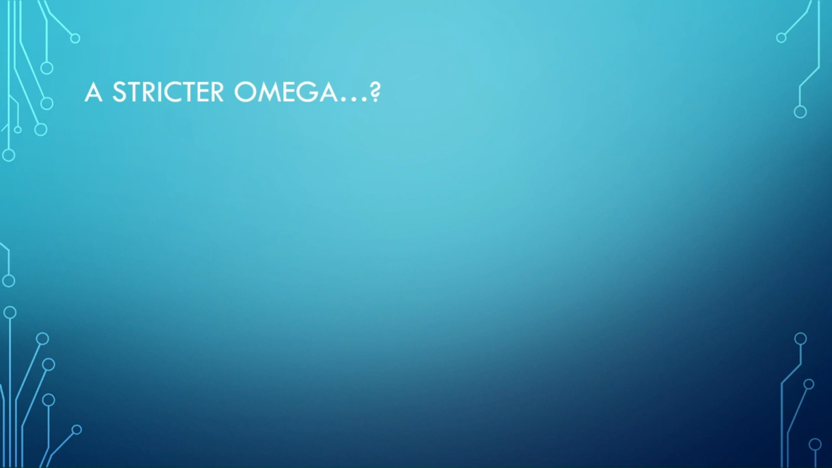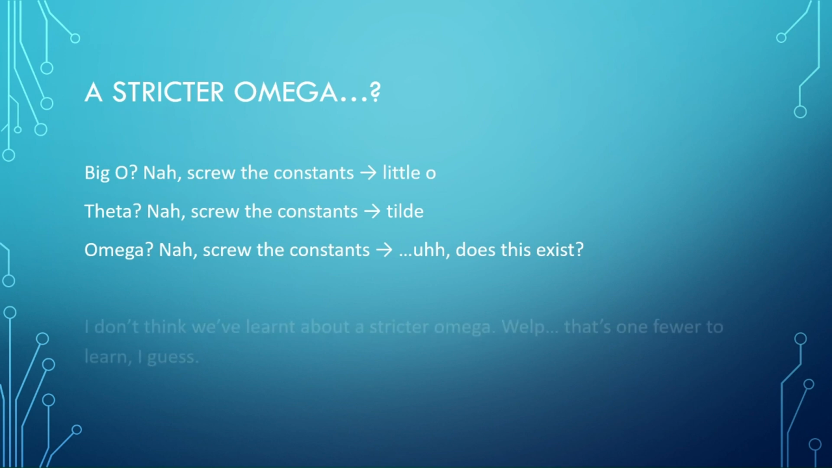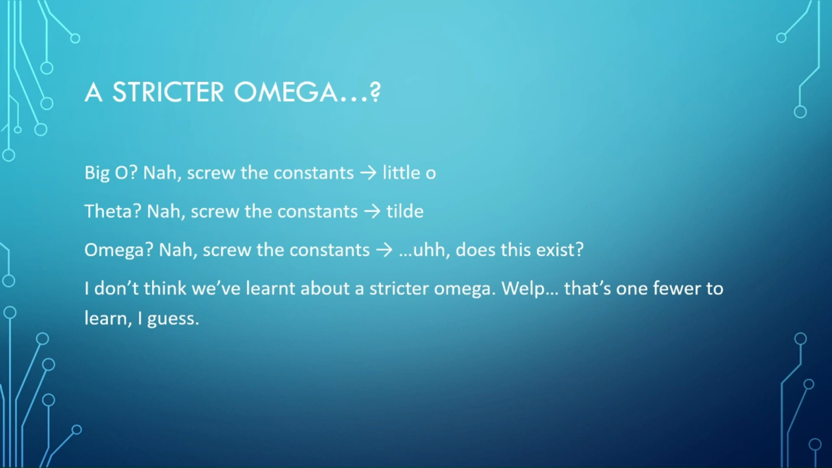So we have little o, which is a stricter big O. Big O? Nah, screw the constants. Little o. We have tilde, which is a stricter theta. So nah, screw the constants. Let's go to tilde. And omega, when we make it stricter, does this actually exist? I don't think we learned about stricter omega. If one does exist, then my apologies, but I don't think one exists.